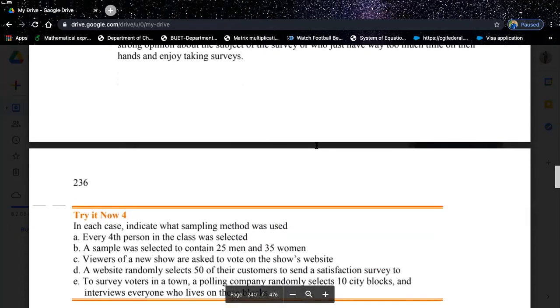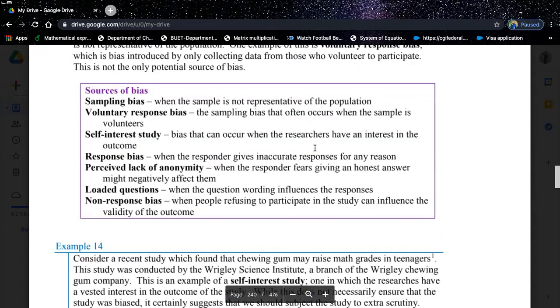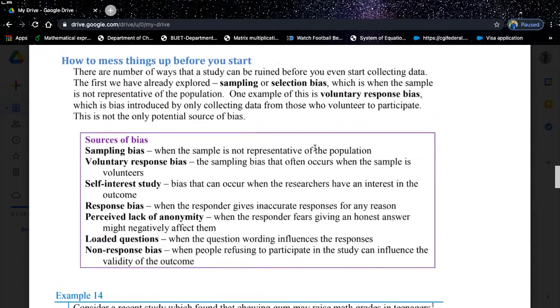Today we'll do a slightly different thing. We want to know how to mess things up before you start. That means now we want to know how we can create problems, how we can create issues in our sampling methods or in our survey, whatever survey we're conducting, or how the survey could be biased or problematic and all that.